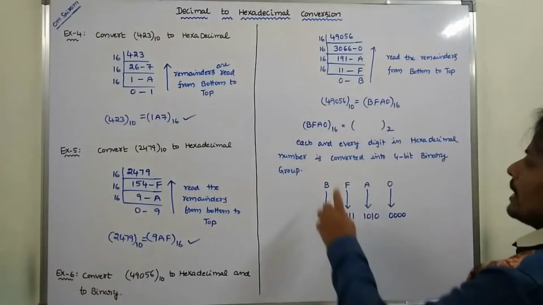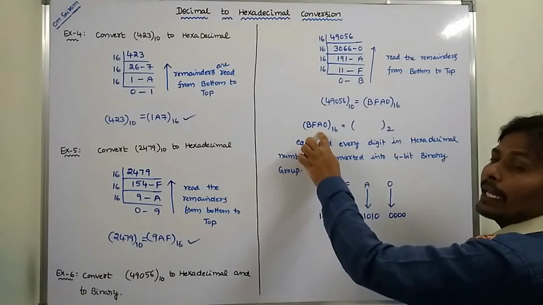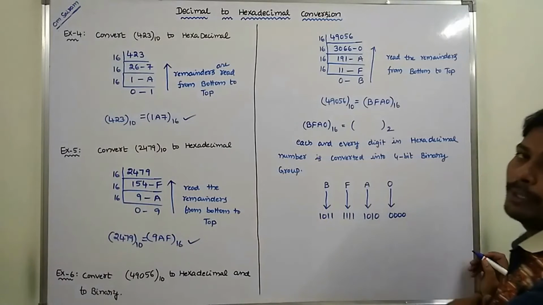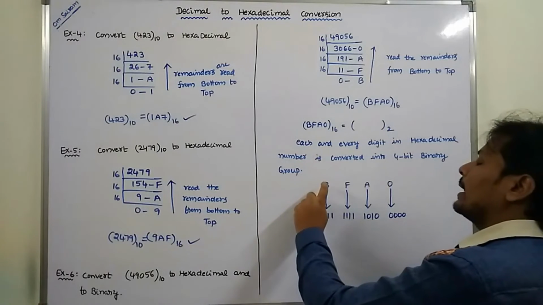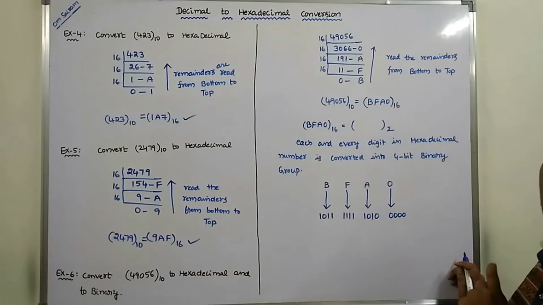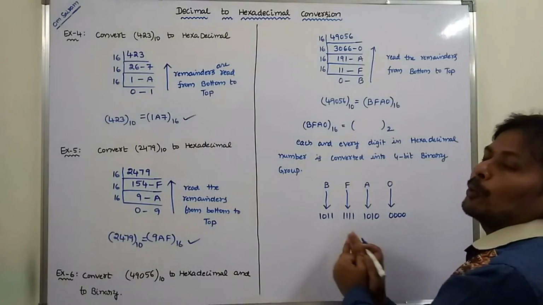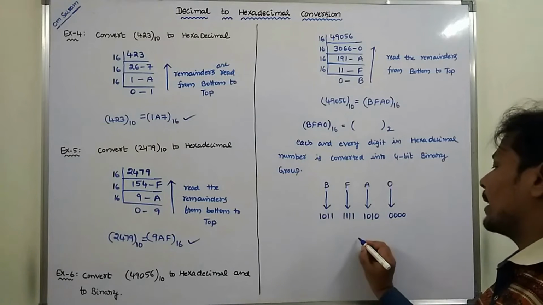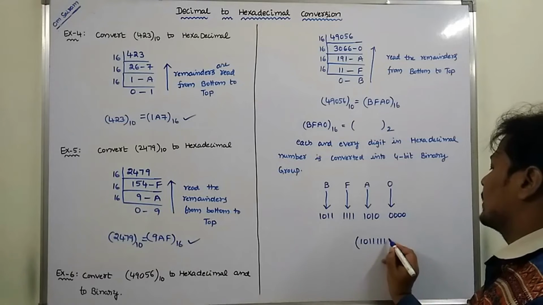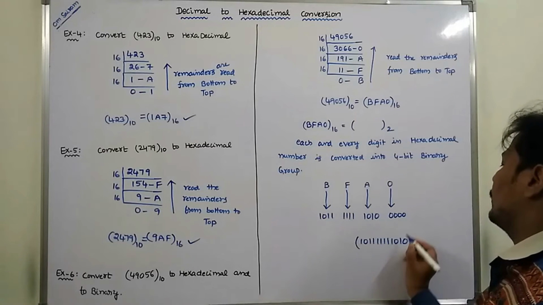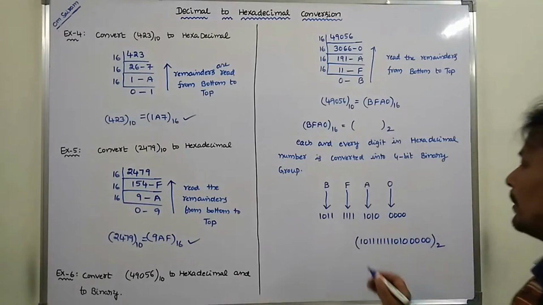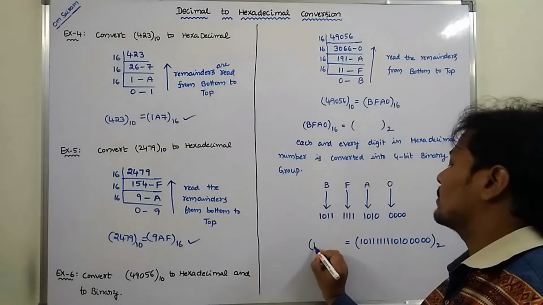So each and every digit in the given hexadecimal number can be converted into a 4-bit binary group. Once we have converted each hexadecimal digit into a 4-bit binary group, now we have to combine all the 4-bit binary groups. So that is 1011, so 4 ones. Next 1010. Next, 4 zeros. So this is the equivalent binary number for the given hexadecimal number.